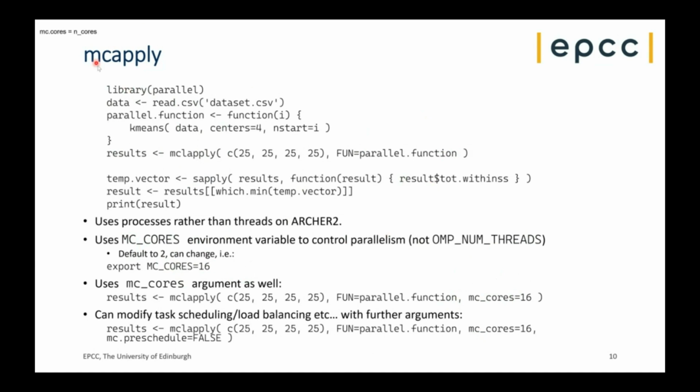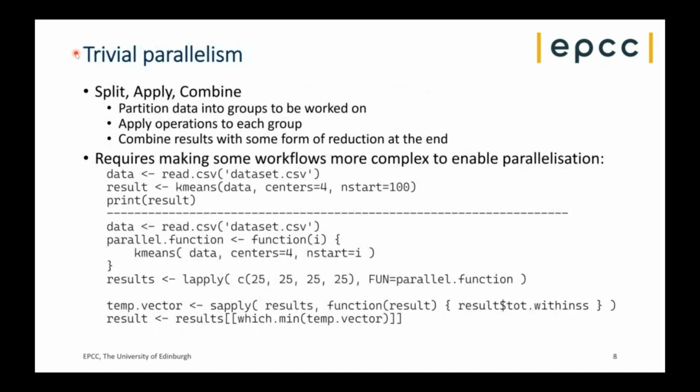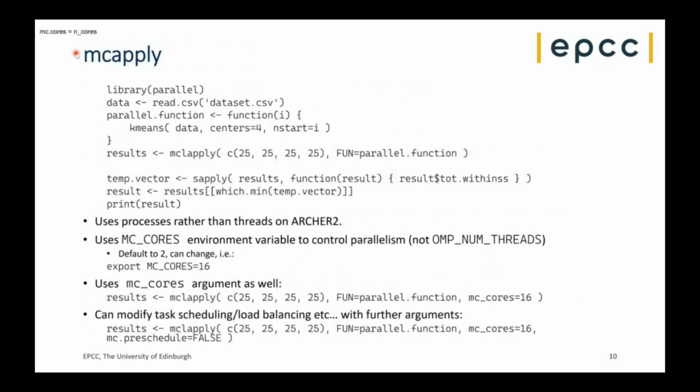And you may ask why, when lapply does this and it does it automatically, why would I want to go to something like mclapply? Because we're still inside a single node. Why would I want to move from threads to processes? But mclapply does give you a bit more control over things like scheduling of the work and load balancing across workers and things like that.